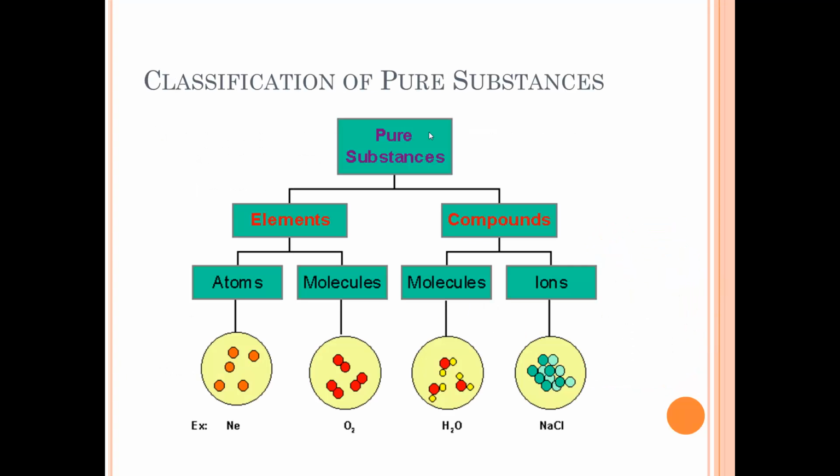Now that we have an introduction to what bonds are, let's classify the pure substances. Before, we had a category in previous tutorials where any substance whatsoever can be broken into pure or mixture. We're going to focus on the pure section right now. So pure substances can be further broken down into elements and compounds. Those elements can then be further broken down to atomic elements and molecular elements. The compounds can be broken down into molecules or ions.